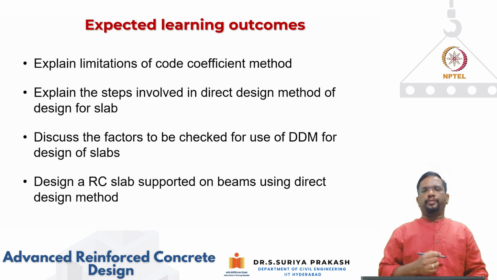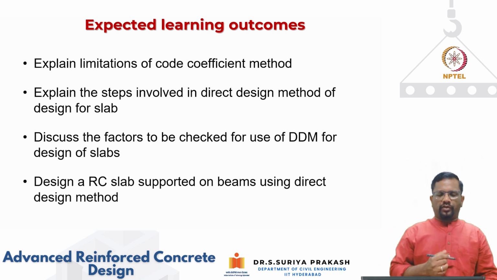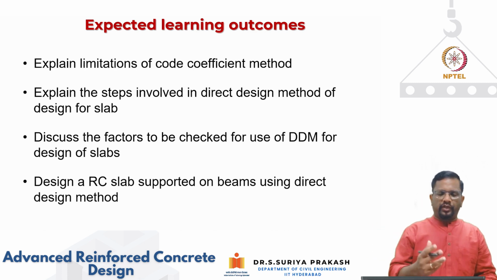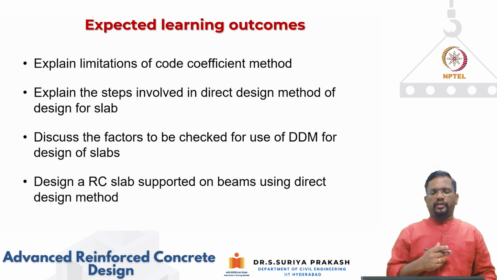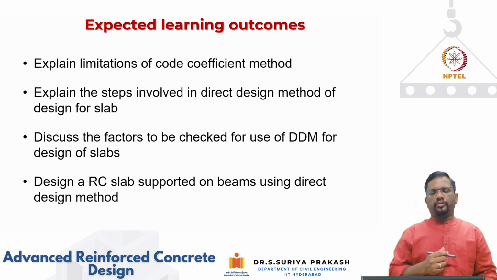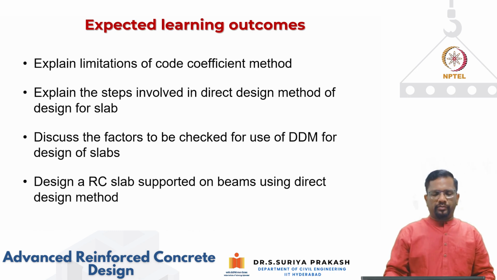So what are the expected learning outcomes? After going through this video, the student should be able to explain the limitations of the code coefficient method, why it cannot be applied in all scenarios, explain the steps involved in the direct design method of two-way slab design, and discuss the limitations or factors that need to be checked before using the DDM, the direct design method. Then we'll solve one example problem for a two-way slab supported on beams using the direct design method. So these are the expected learning outcomes.